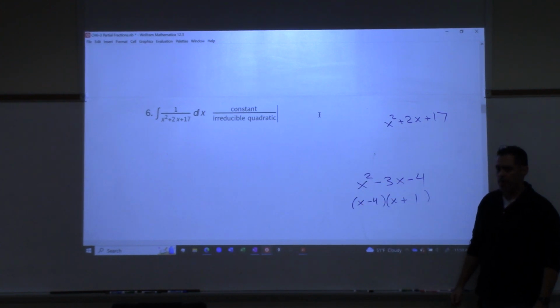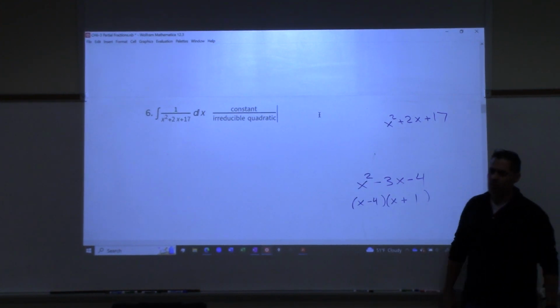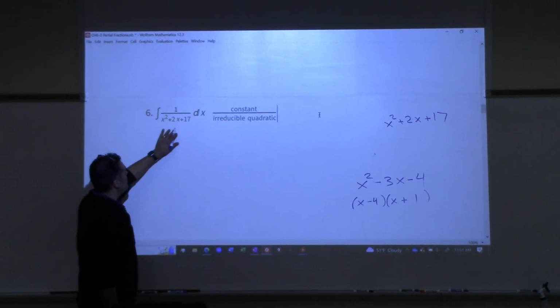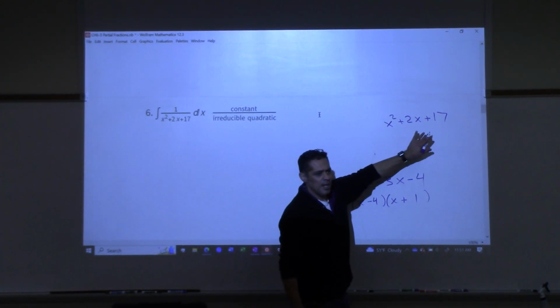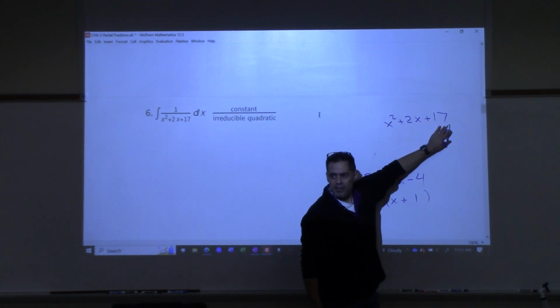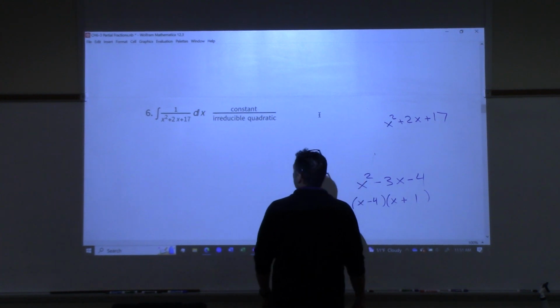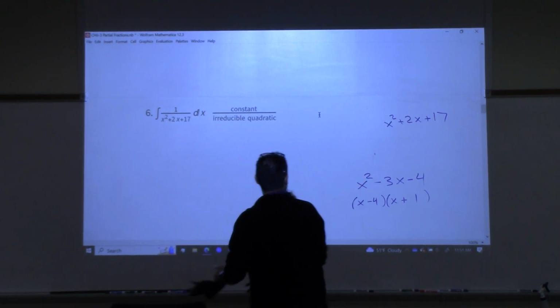Once you complete the square, does it turn into one of those 3 formulas? It's going to turn into one of the formulas we just used, exactly. So for this, do y'all understand that we can't factor this? There's nothing you're going to come up with that multiplies to be 17 and adds up to be 2. It's not going to happen. So we're going to complete the square.